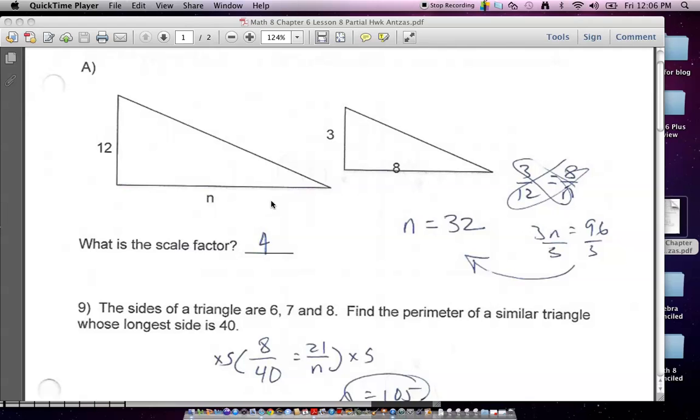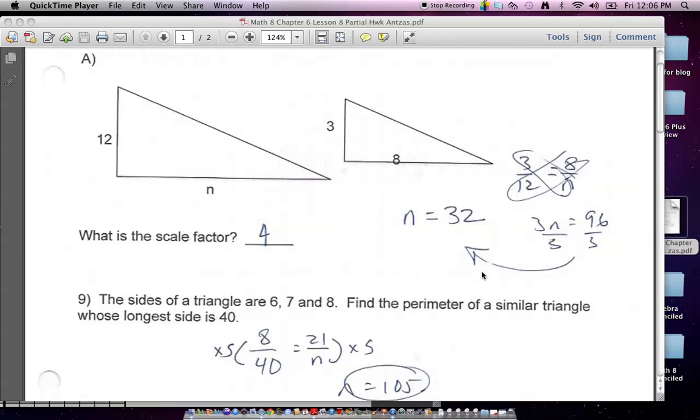What's the missing side? You could either say, well, then 8 times 4 is 32, or you could cross multiply. Little is to big as little is to big. 3 is to 12 as 8 is to n. And I cross multiply. 3n is 96, divided out 32. Either way, I get the correct answer. Any questions on number 8?